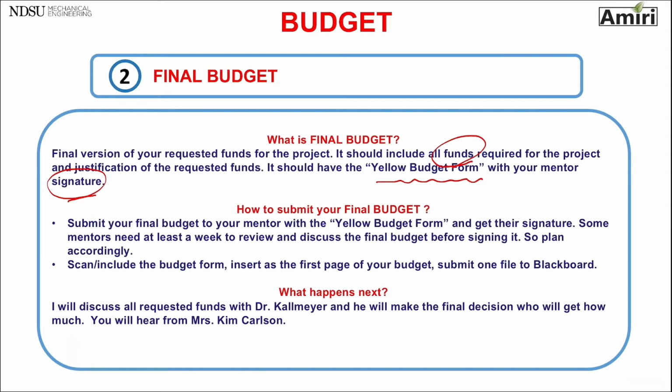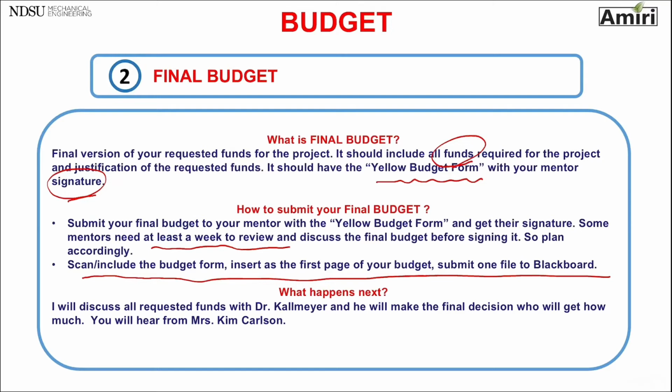You get their signature. Some mentors need at least a week to review it, sign it, and return it to you. So I'm giving you a lot of heads up. Please plan accordingly. The due date that I mentioned on Blackboard is when you must be done, your mentor signed, the document is scanned, and everything goes into Blackboard. It most likely will be electronic anyway, but if you print it and sign something, you can scan it back and upload it to Blackboard.